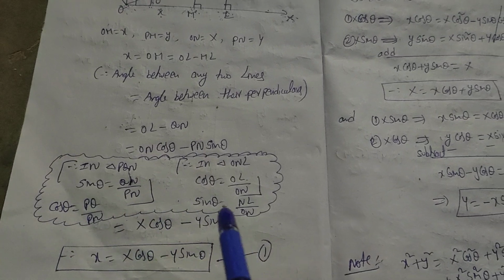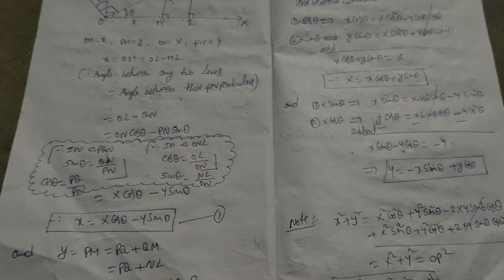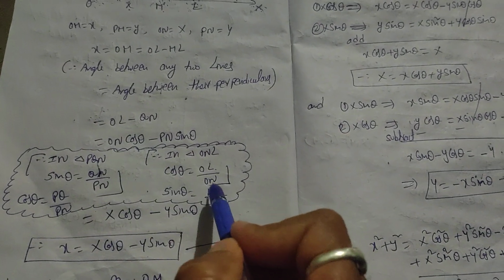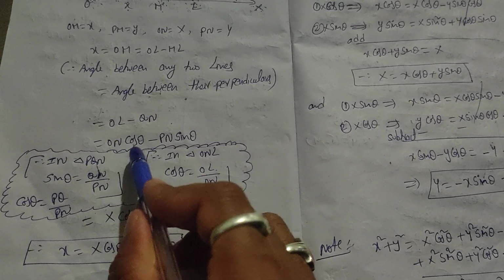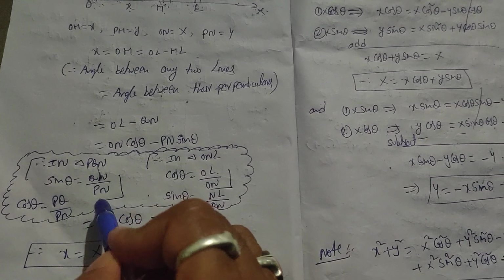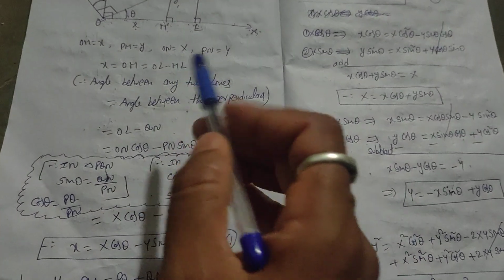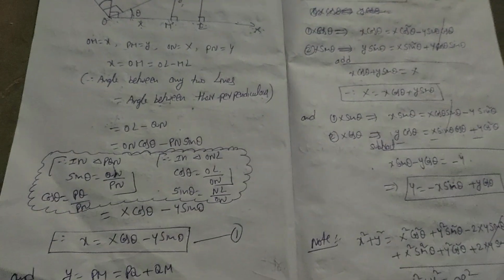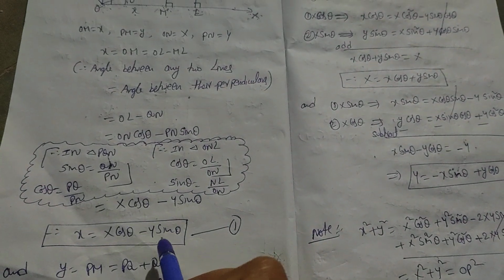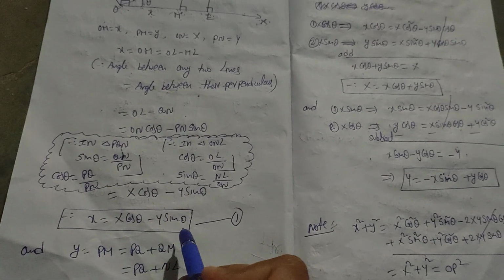So we use these four formulas, sin theta and cos theta according to two different triangles. First I am using here OL is equal to, how can I write this OL? Transpose this side: OL is equal to ON cos theta. And QN, from this triangle, is PN sin theta. Now ON is equal to capital X, so X cos theta, and PN is equal to capital Y. That is X cos theta minus Y sin theta. So therefore x is equal to X cos theta minus Y sin theta.